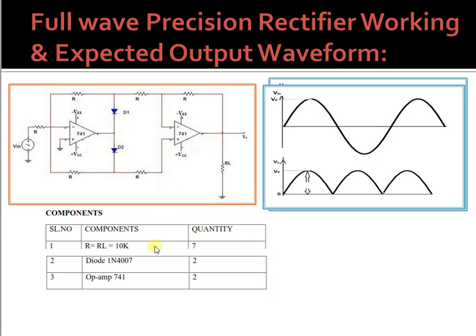In order to simulate this full wave precision rectifier, we require multiple resistances of 10 kilo ohms, two diodes, two op-amps, and a single AC voltage source. Again, because we are talking in terms of rectification, we require the input voltage to be measured in AC and the output voltage to be measured in DC quantities.